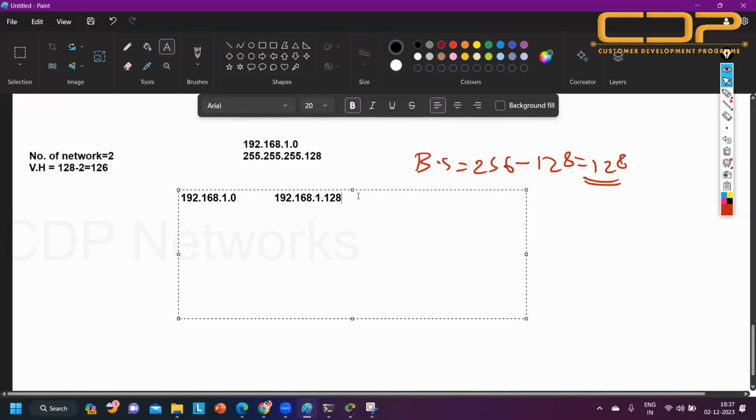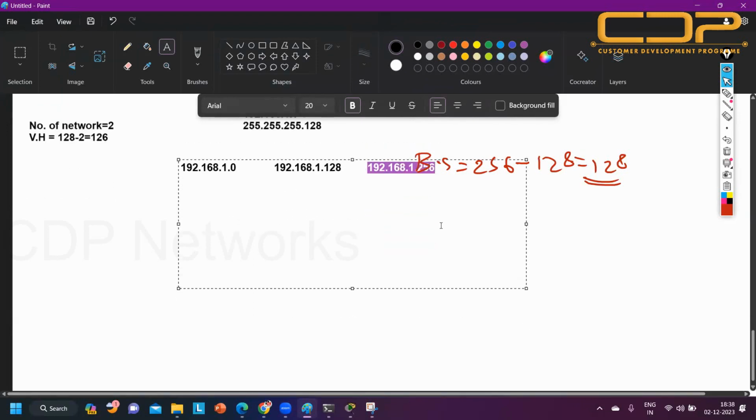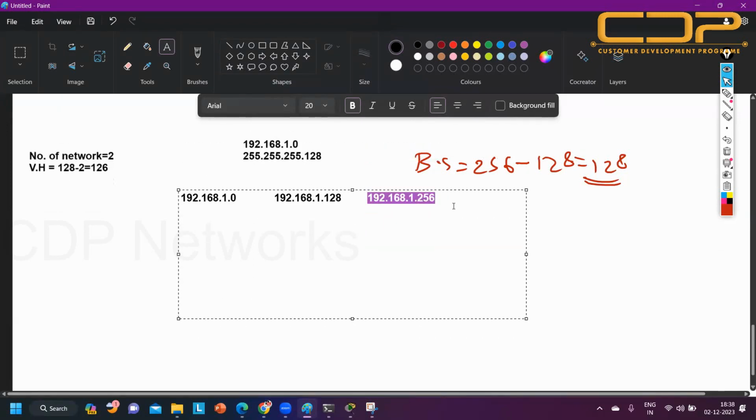What can be the third network? To find the third network, again I will add block size in the fourth octet, because the last 1 is present in the fourth octet. If I add 128 to 128, I will get what value? 256. Is it valid? No. This is invalid, right? And also we need only two networks. So we are done.